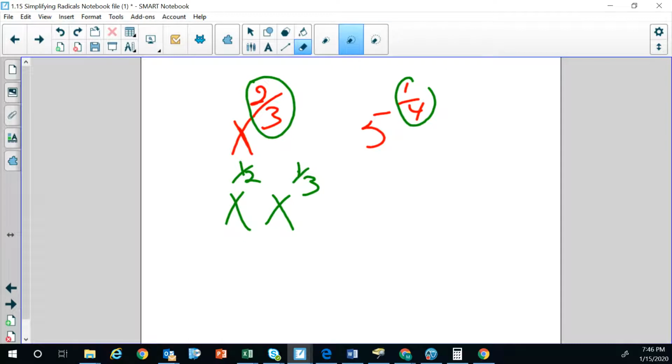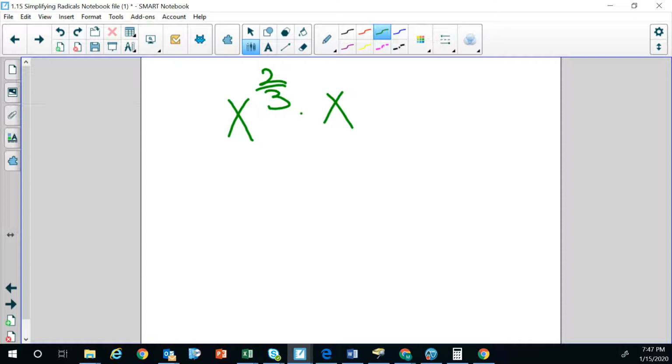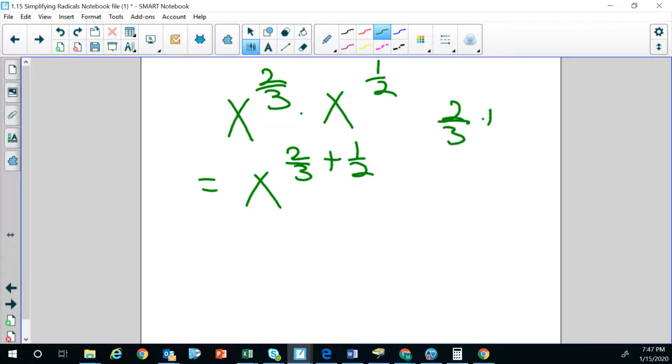So let me erase this. Now suppose we have x to the 2/3 times x to the 1/2. Because we're multiplying and the bases are the same, we're going to add exponents. So this would give me x to the 2/3 plus 1/2. Now I'm going to add the fractions, so that's 2/3 plus 1/2.